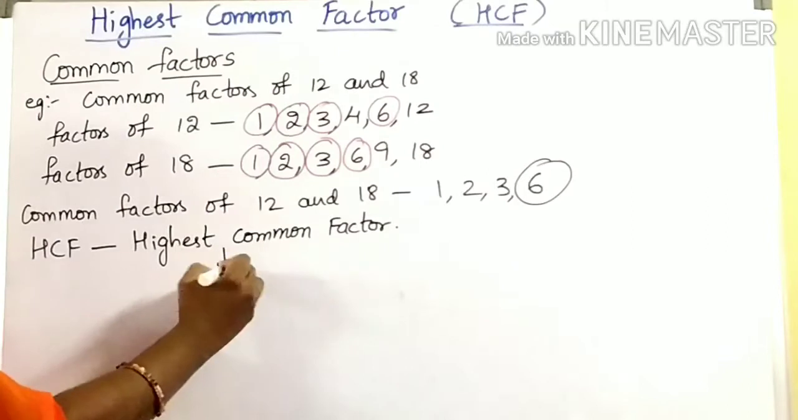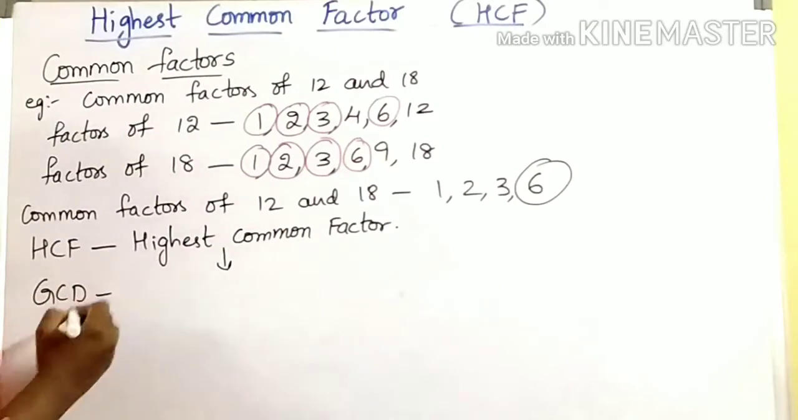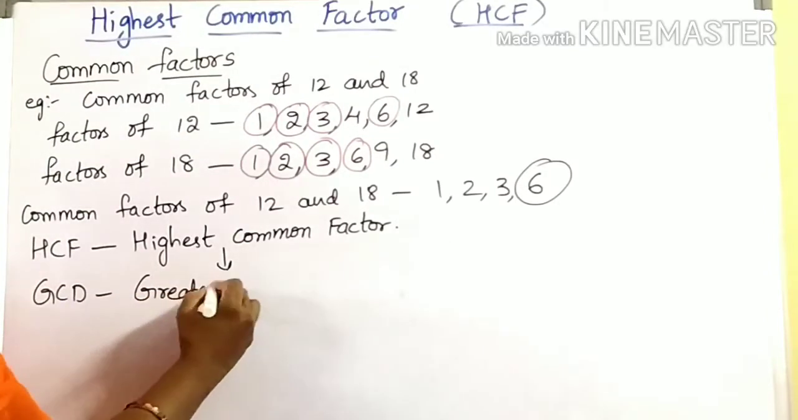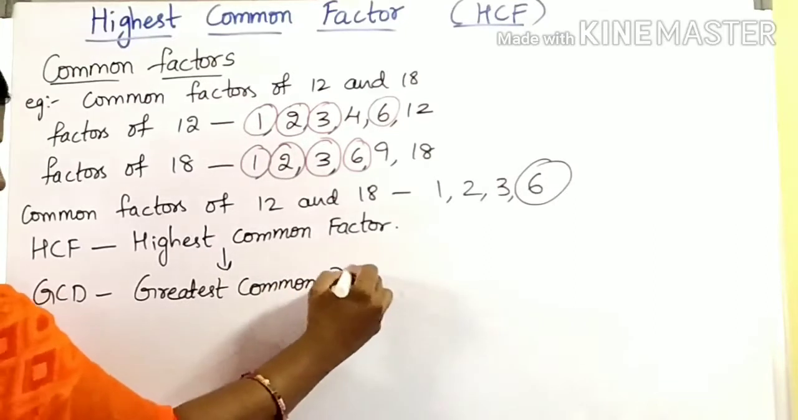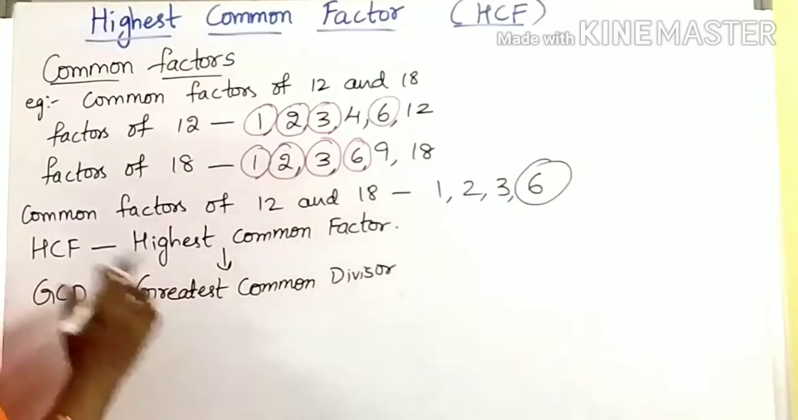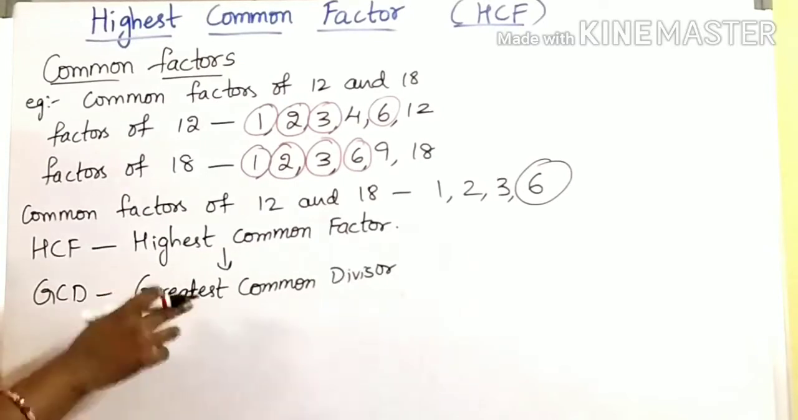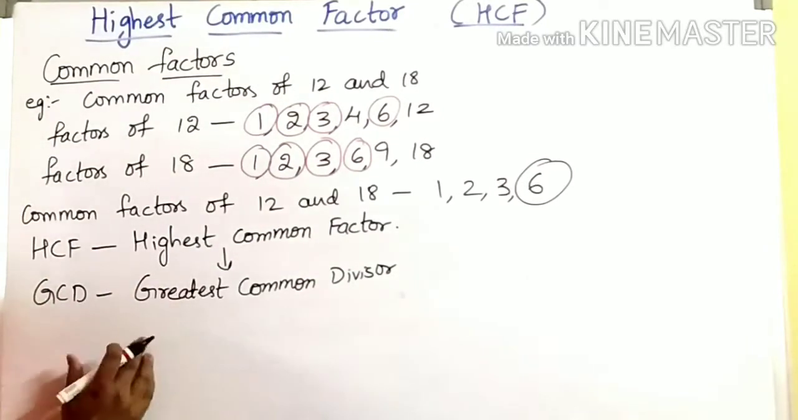It is also called as GCD, greatest common divisor. So the other name of HCF is GCD, greatest common divisor. So the greatest number which divides each of 2 or more numbers is called the HCF or the highest common factor. Now I will take one more example.